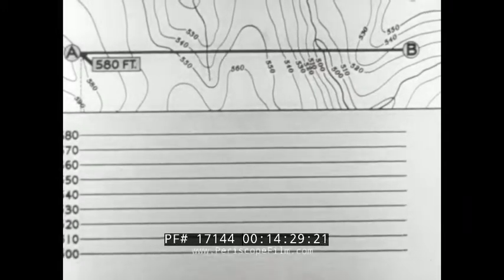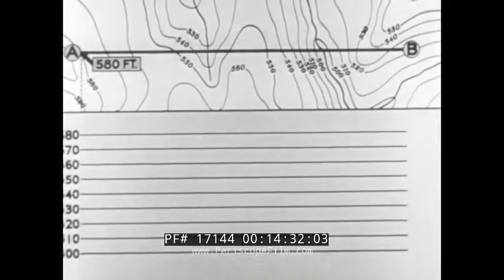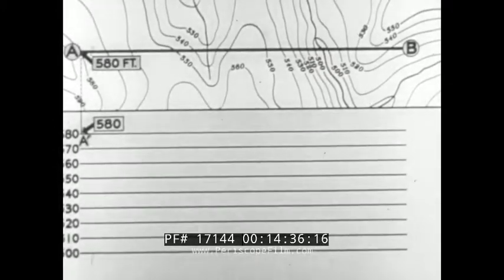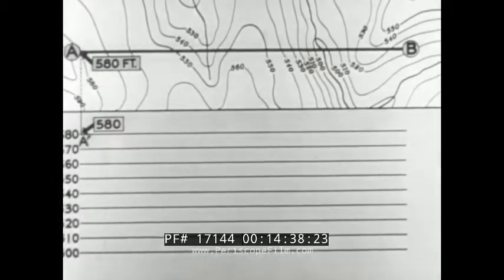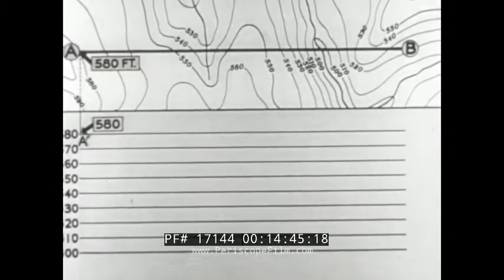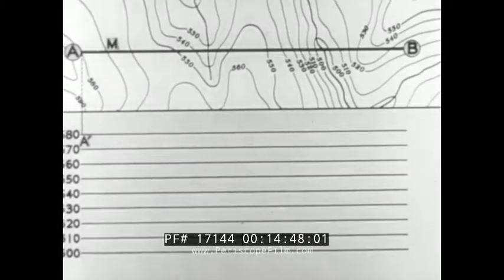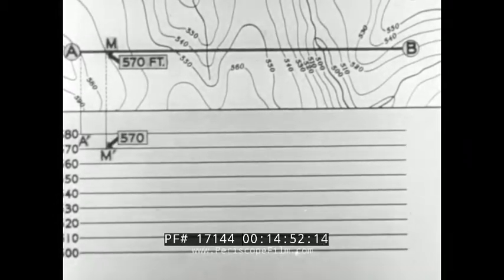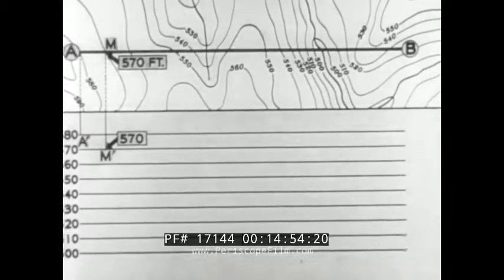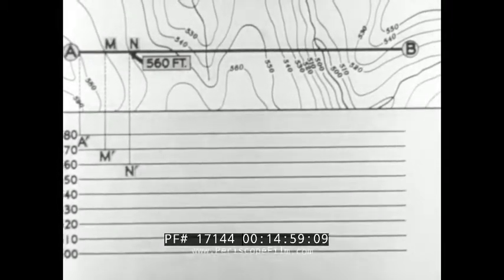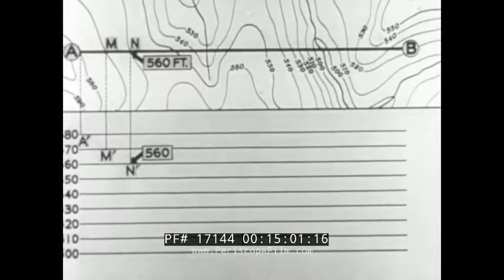From each point where the line AB cuts a contour, drop a perpendicular to AB. Extend this perpendicular until it cuts the corresponding horizontal line. The elevation of A is 580 feet. A prime is on the 580 line. The elevation of the point M is 570 feet. M prime is on the 570 line. The elevation of N is 560 feet. N prime is on the 560 line.